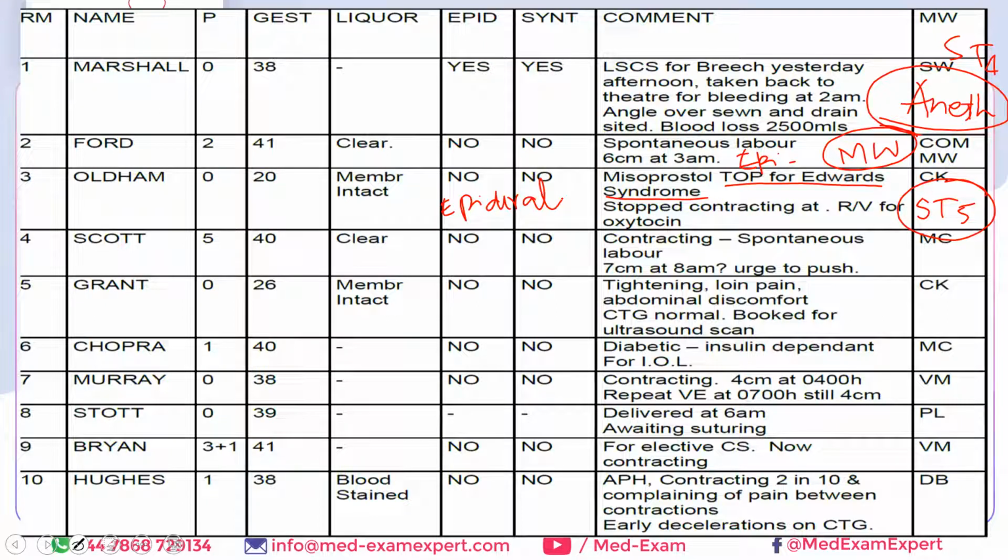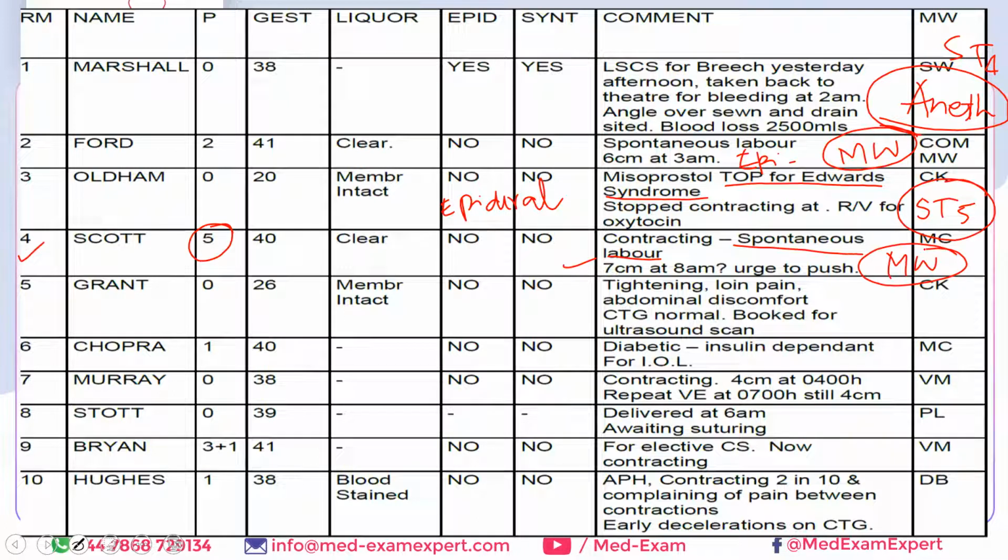Now, in room number 4, I can see para 5, 40 weeks plus, with clear liquor. She's contracting and in spontaneous labor, and she's 7 centimeters at this moment, but there is an urge to push. So I will send a midwife to see how she is coping with the pain, how the vitals, partogram and CTG are, how her contractions are, why she has an urge to push when it's only 7 centimeters, and what the presentation of the baby is.